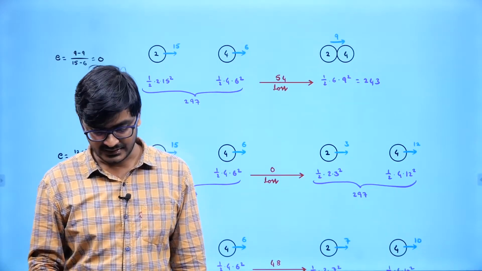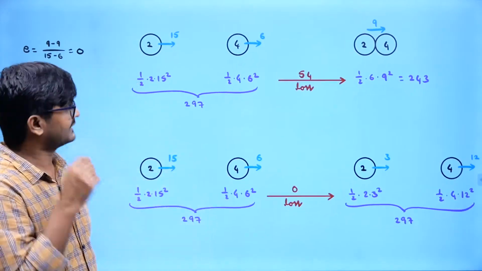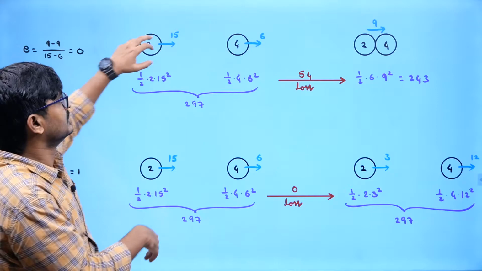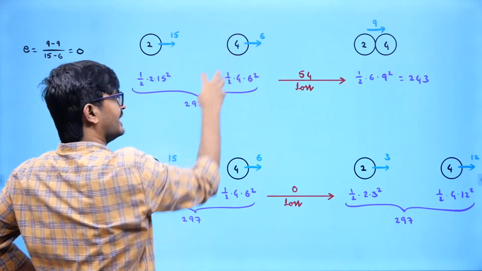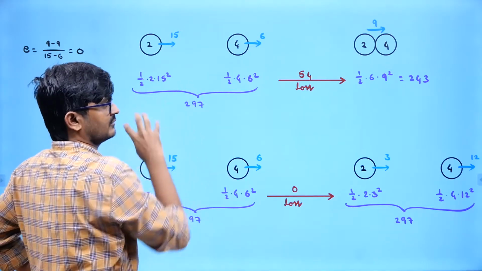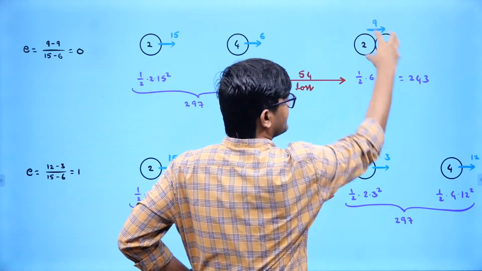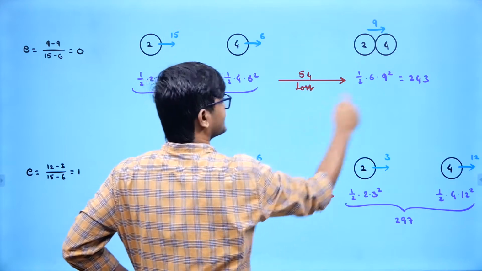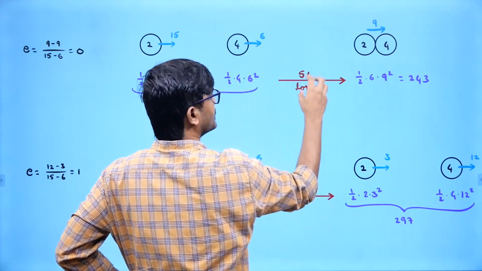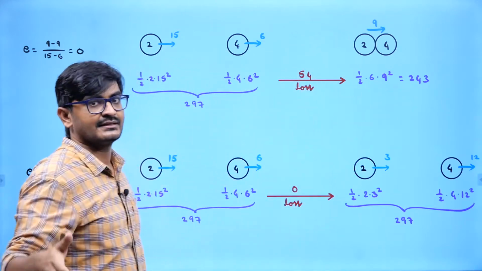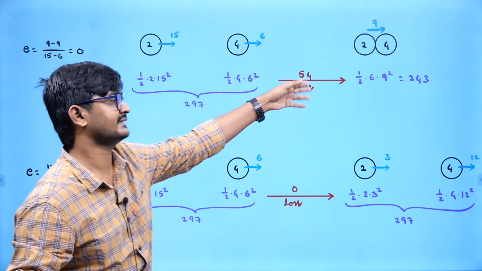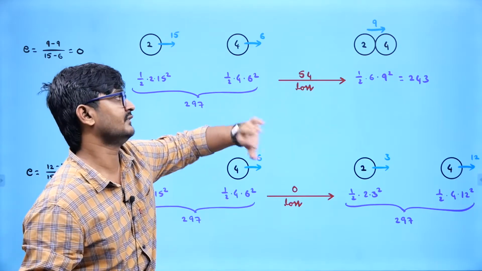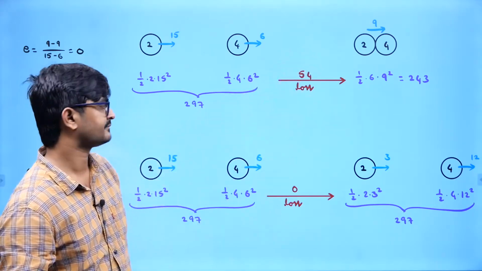Now from ground frame, I will see. So this is the first example where coefficient of restitution is 0. So what was the kinetic energy of this one? It is this much. Kinetic energy of this one is this much. When you add, you will be getting 297. I am not much bothered about the value. Now final kinetic energy will turn out to be 243. When I see the separation in kinetic energy, that is 54. So that is going to be heat loss, generally we will say. So let me call it heat loss.